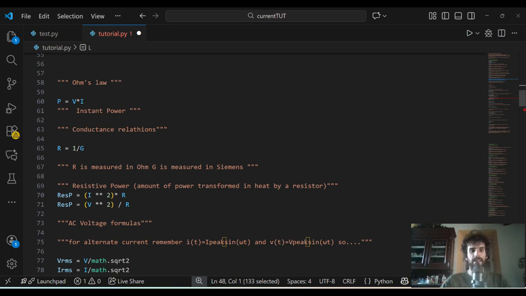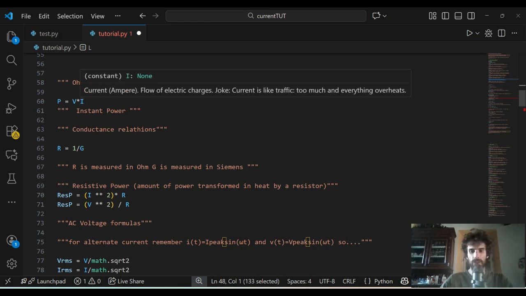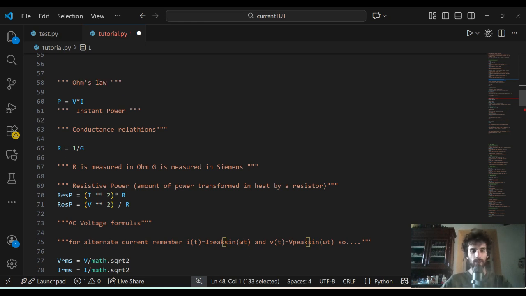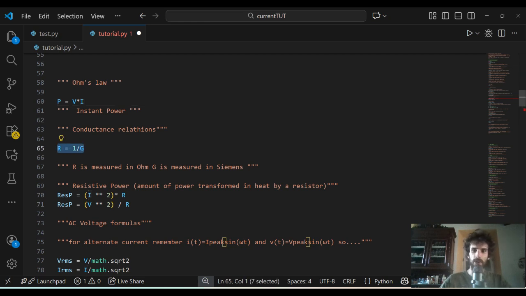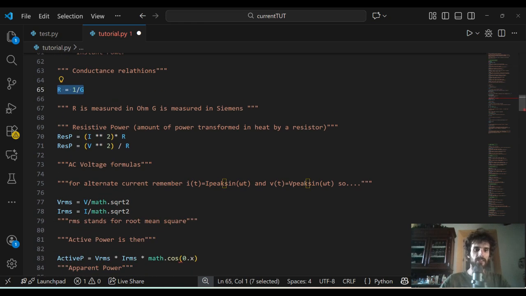Right now I'm not even creating functions, so basically using Python is not useful, but then we will convert it into functions. So P is the instant power, which is V multiplied by I. Conductance, as I said, is the opposite of resistance. Coming to something interesting, the resistive power is the amount of power transformed into heat by a resistor.